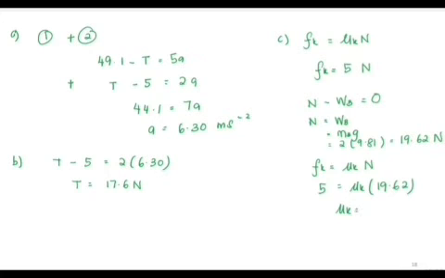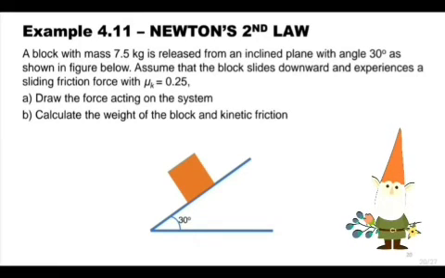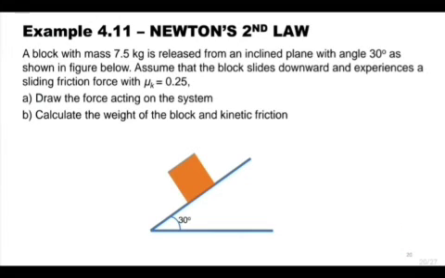Therefore, the coefficient of kinetic friction is equal to 0.255. Example 4.11, Newton's second law. A block with mass 7.5 kg is released from an inclined plane with an angle 30 degrees as shown in the figure below. Assume that the block slides downward and experiences a sliding friction force with coefficient of kinetic friction mu k equal to 0.25.